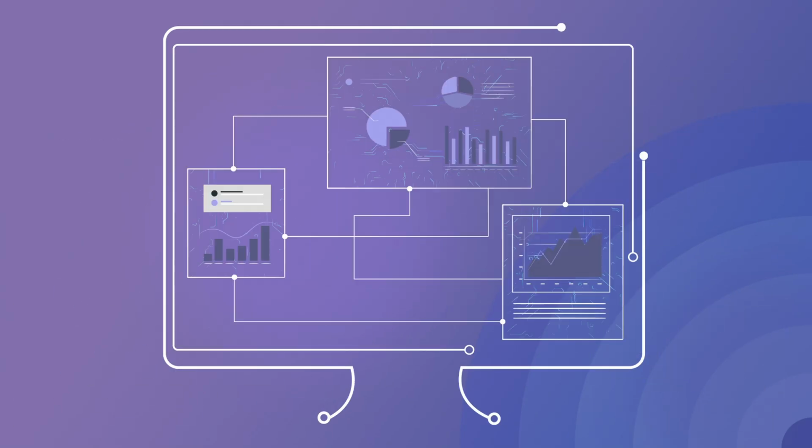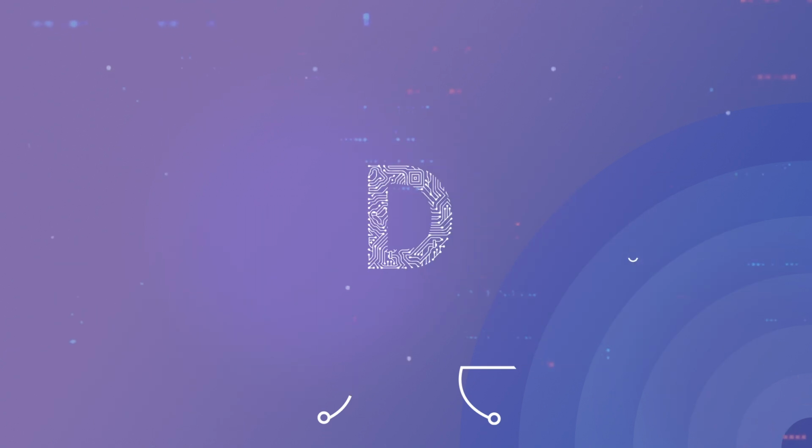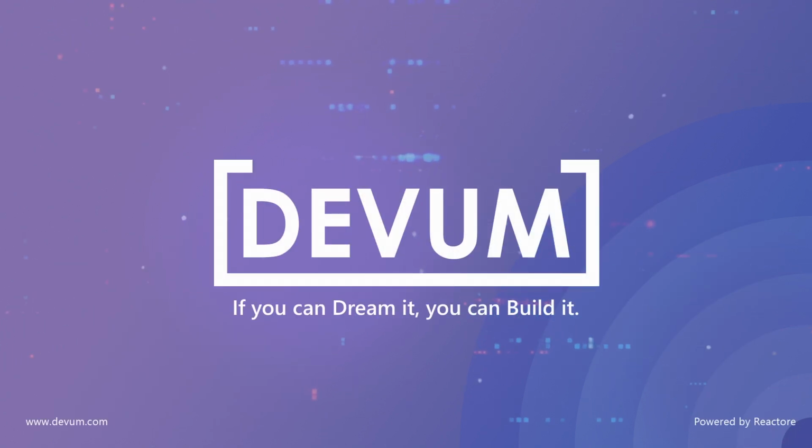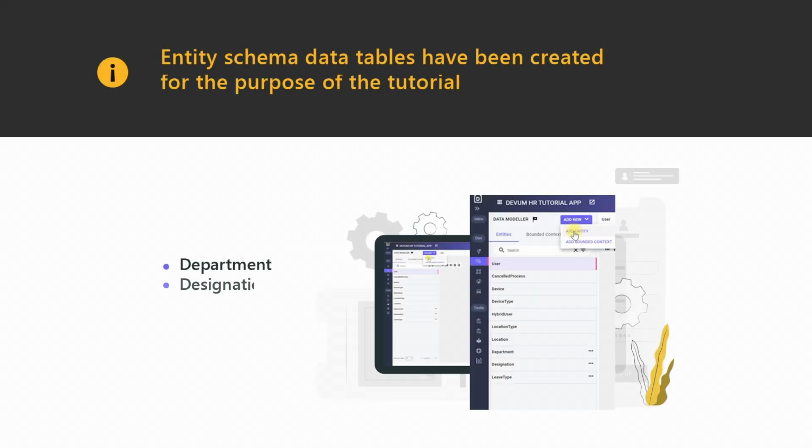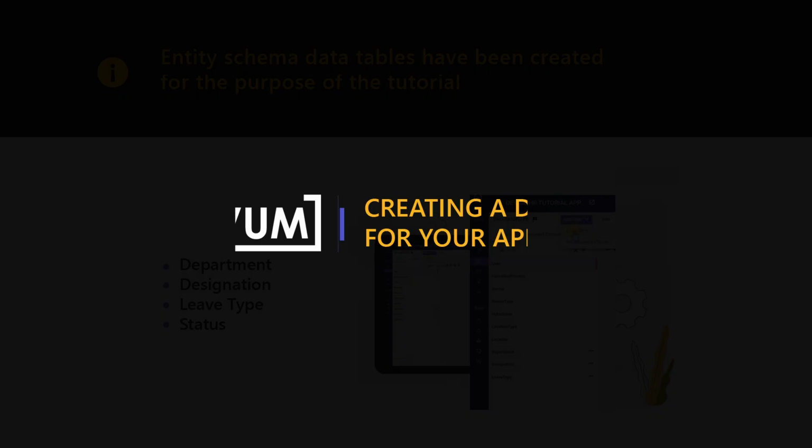Hello everyone, today let us learn how to create a data model for an app in Devum. For the purpose of this video, we have already created 4 entity schemas: department, designation, leave type, and status.